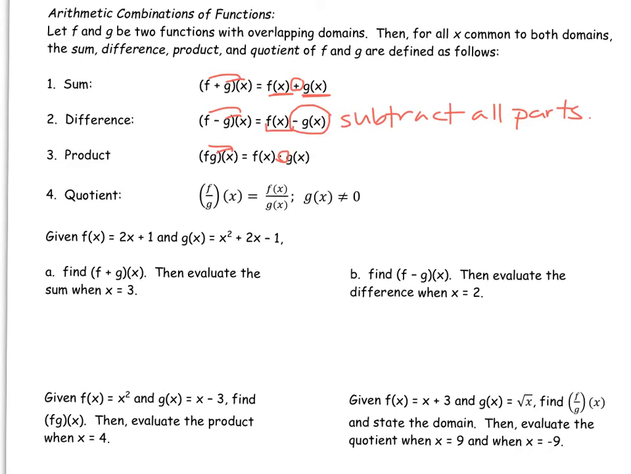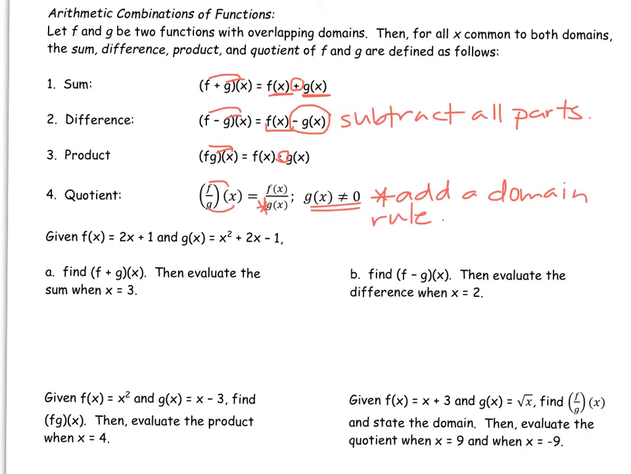Now none of this should seem new to you when you're working with grouping functions together. The only one that'll be particular is the quotient function. Anytime you have a fraction, notice we have g of x in the denominator. This brings us back to our domain back in chapter 2a. Remember, the denominator can't equal 0, so we may have to add a domain rule when we have quotients.